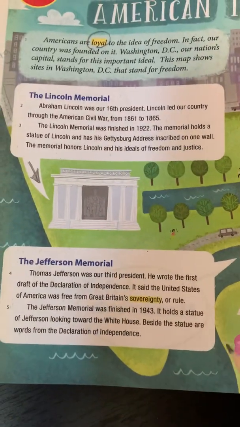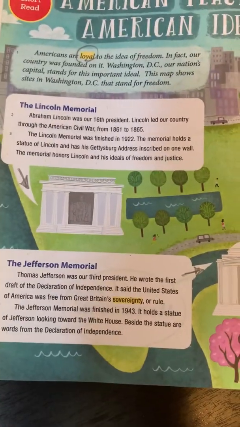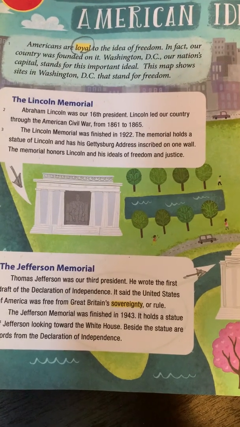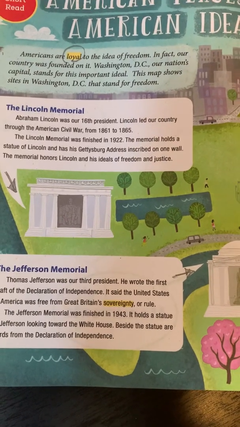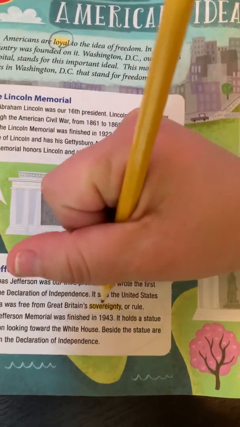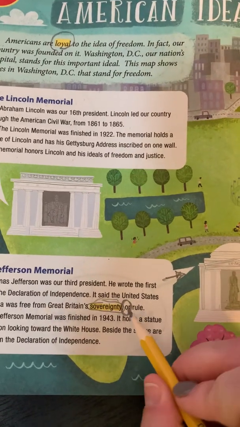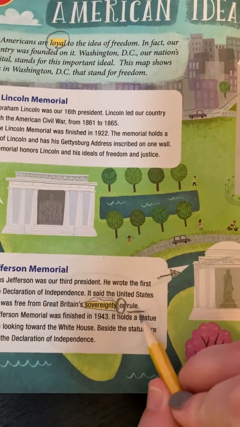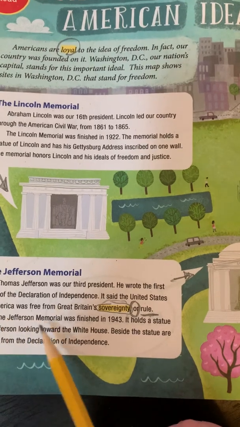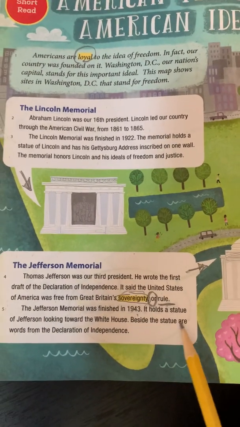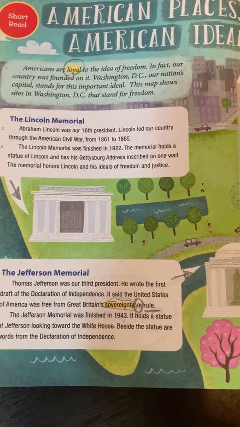Next, we have the Jefferson Memorial, which is right here. Thomas Jefferson was our third president. He wrote the first draft of the Declaration of Independence. It said the United States of America was free from Great Britain's sovereignty, or rule. So here we have a vocabulary word, and we have this comma and this word or. A lot of times when you have vocabulary words, they do that because they're giving you a little heads up: hey, here's the definition. So sovereignty means rule, to be in control of. The Jefferson Memorial was finished in 1943. It holds a statue of Jefferson looking toward the White House. Beside the statue are words from the Declaration of Independence.